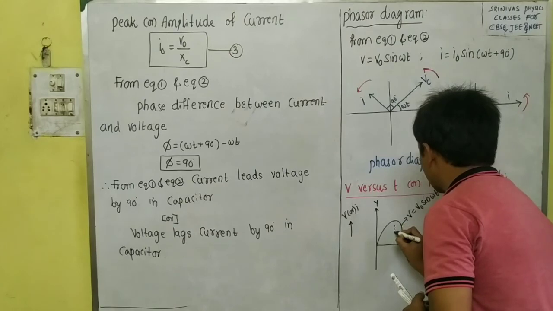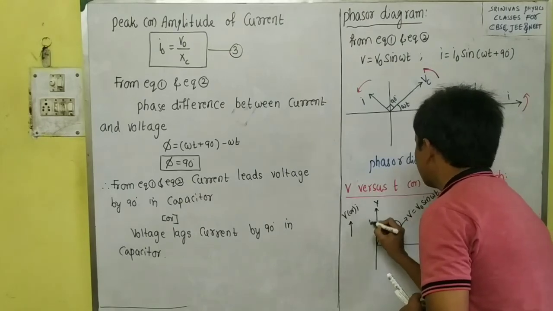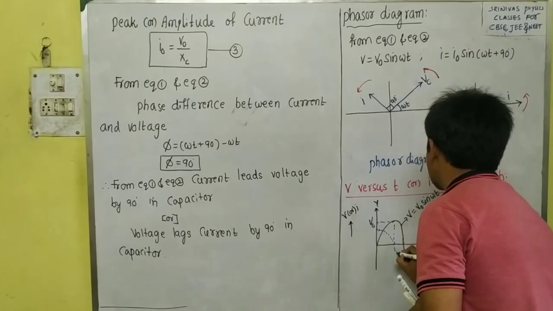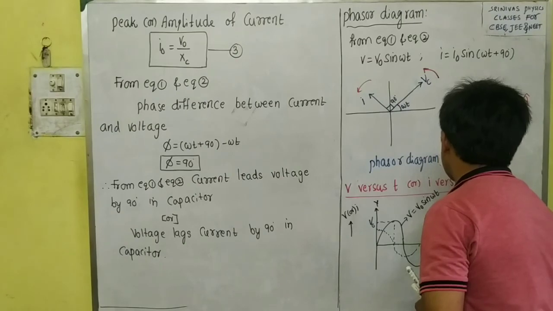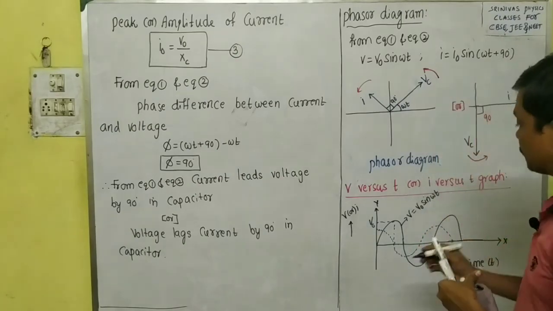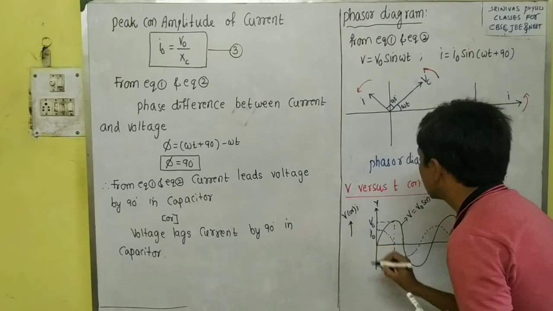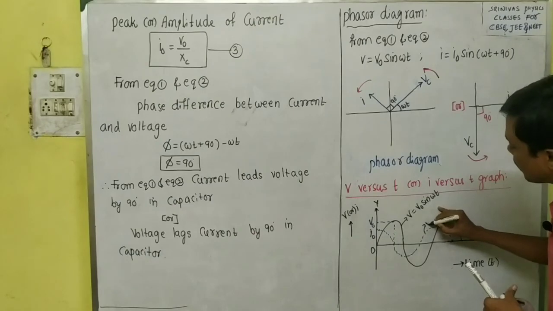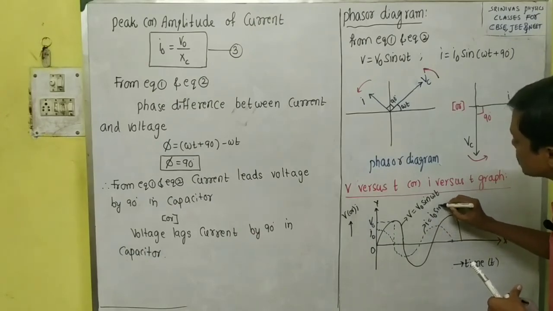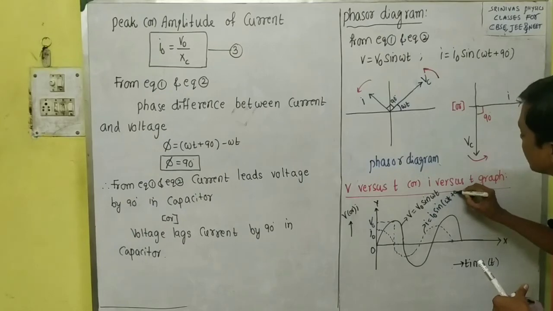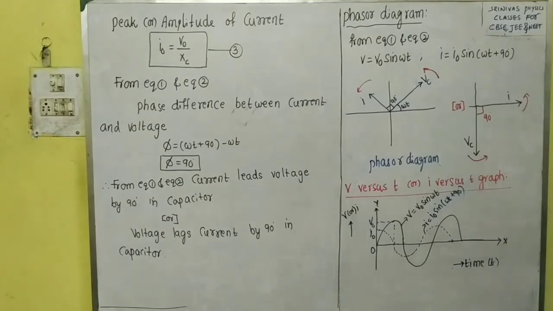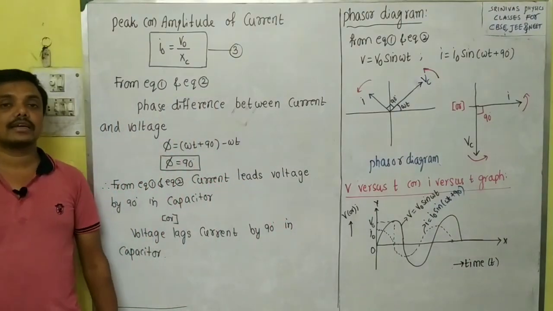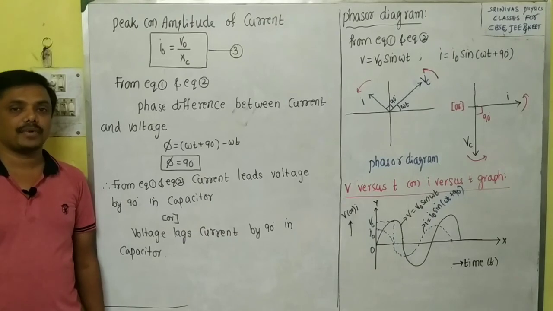Here the peak value of voltage is V naught, and it will start like this. This is I naught. This is the origin. And this is the graph for I is equal to I naught sin(omega t plus 90). Like this you will get. This is about the AC through capacitor. If we connect the alternating current to the capacitor, then what happens, that we discussed.